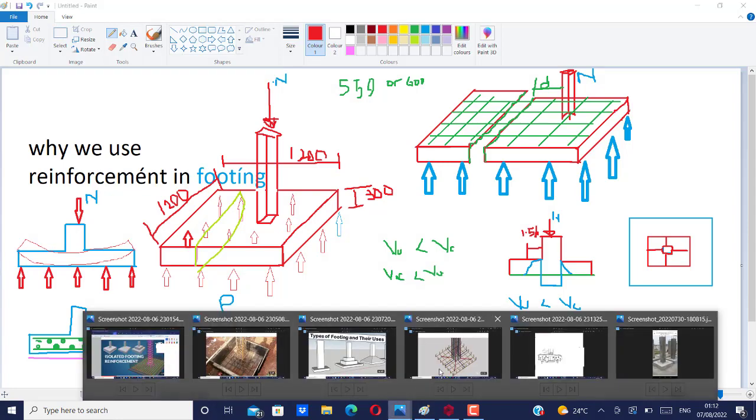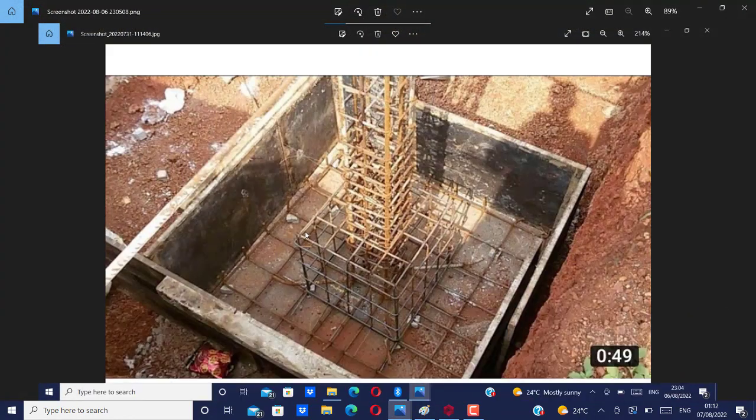Let me also show us this video. You can see it here, what they did here. They don't want to cast this full base up to this point. So they increase from the face of this 1.5D, because within this distance of 1.5D is possibly where this punching shear can take place. So that's why they make a reinforcement. So when they cast this place at another level, maybe let's say 300, then they will cast this place maybe at 550 or at 600, just to take care of the punching shear.